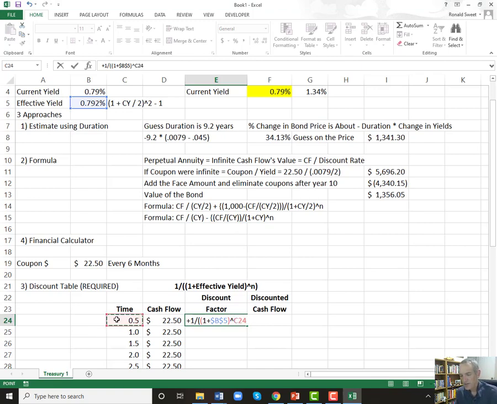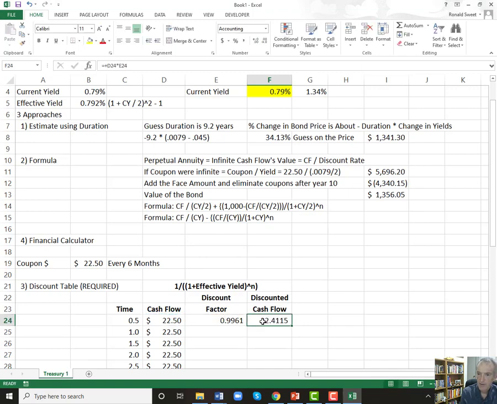So what's the value of $22.50 if we're going to receive it in 6 months and our discount rate is 0.792%? The value of that discount factor is going to be 0.9961. So the cash flow, we just multiply across. So the present value is 22.41. I'll do that as dollars.